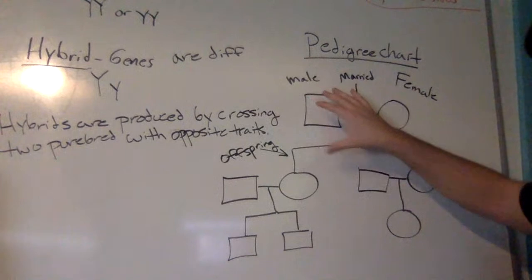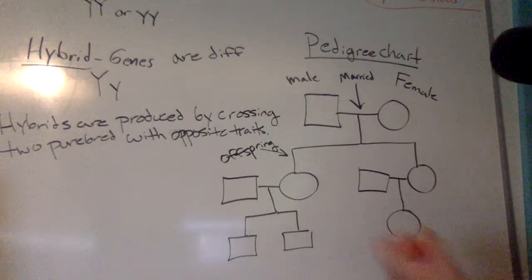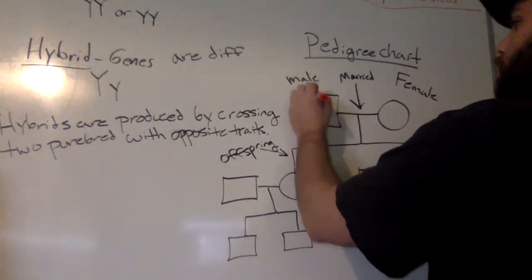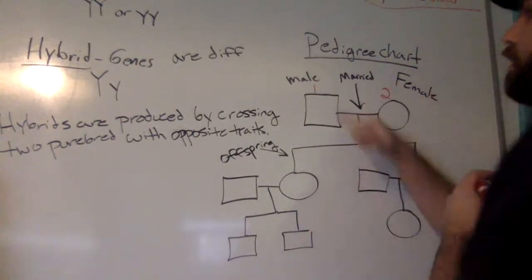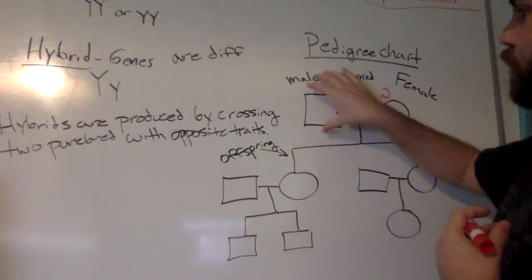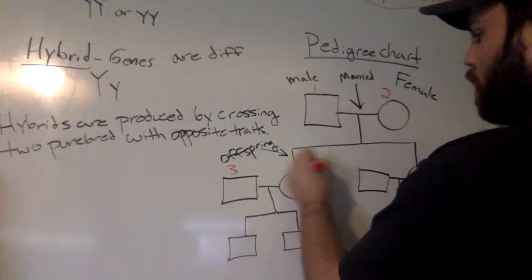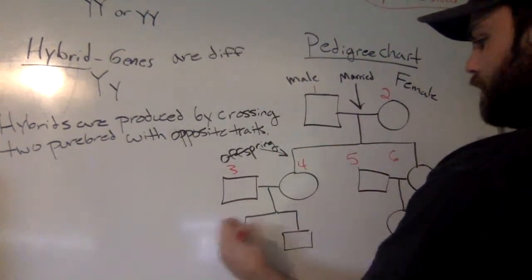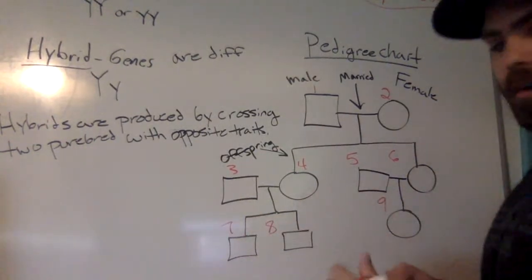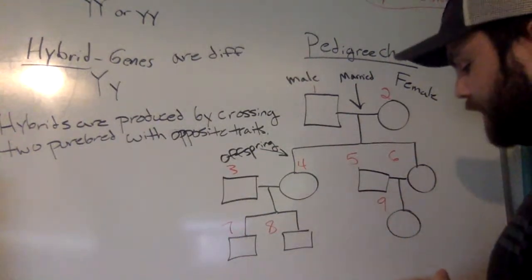All right. So what you're going to do for this pedigree chart is you can put numbers on it. Remember, it's like reading a book. You start at the top, you start at the left, you go right. Now you're going to put 3 here, 4, 5, 6, 7, 8, 9.